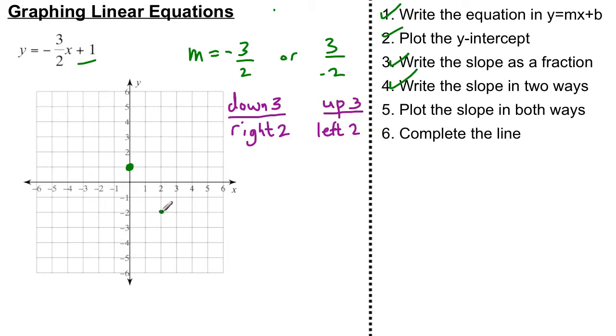And we can actually do that again, right? So we'll go down 3 again and right 2. Okay, so that's good here. And now we want to go from the starting point up 3 and left 2. So up 3, left 2.